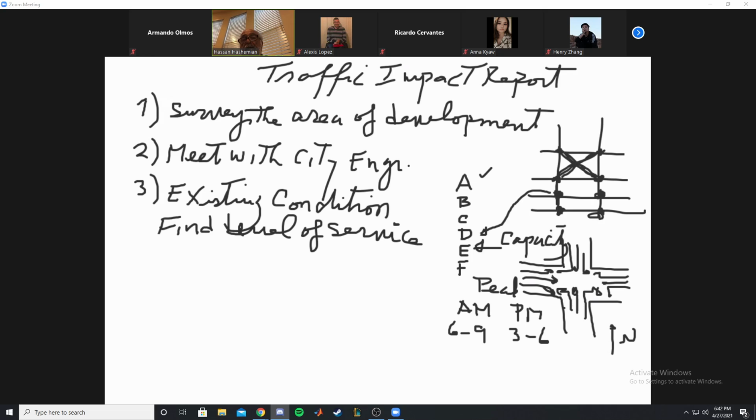Okay? Now, the next thing we do, we look at the existing condition plus background project.